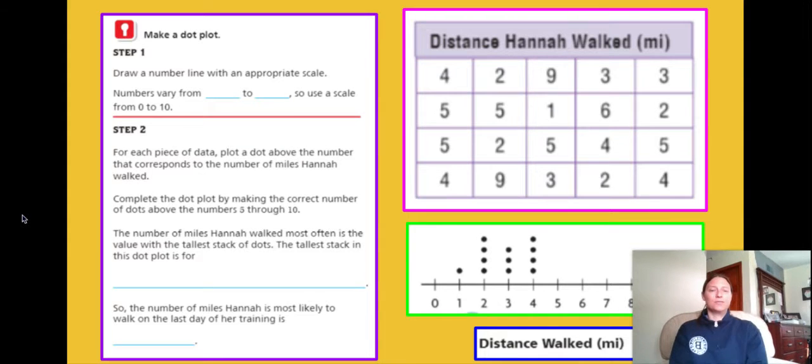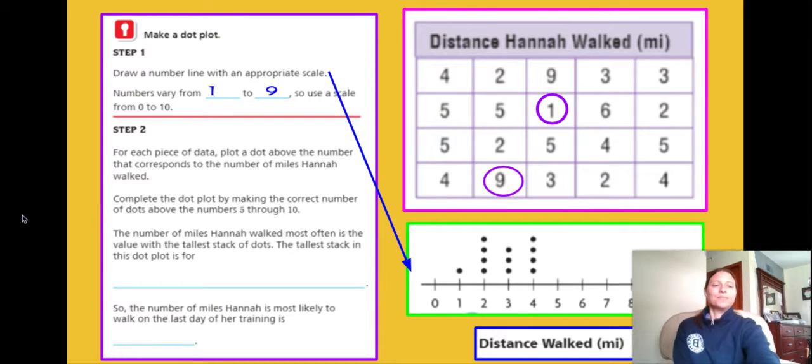And here is how we're going to make the dot plot. We're going to draw a number line, and then we are going to look at the distance chart. And as we see each number from the distance chart, we're going to put a dot above the number represented on the number line and cross those numbers off as you go. And as you click the slide, you can see the answers being filled in for you.